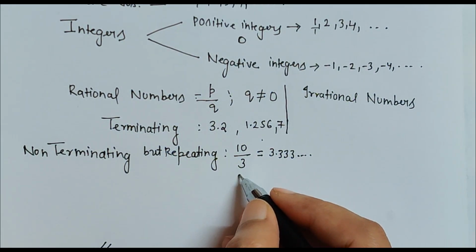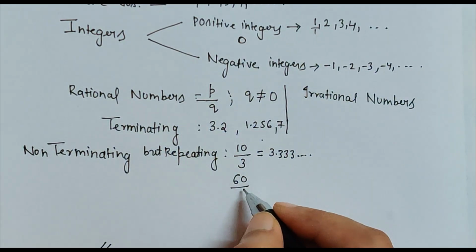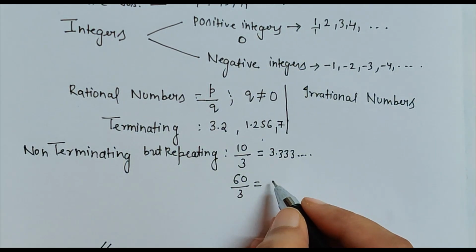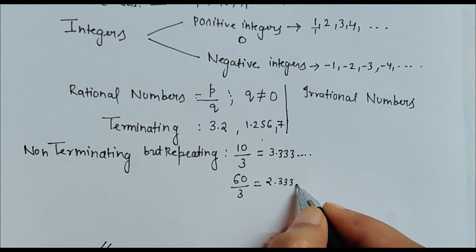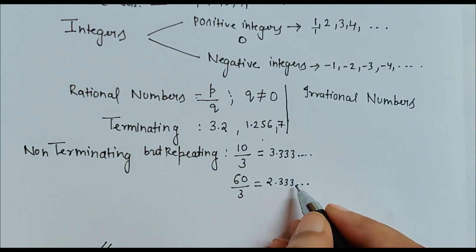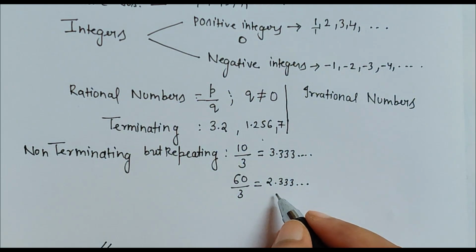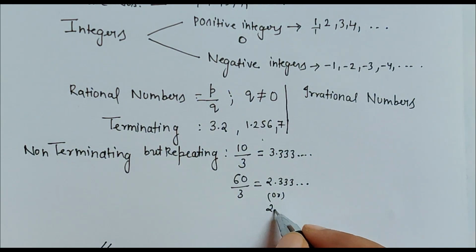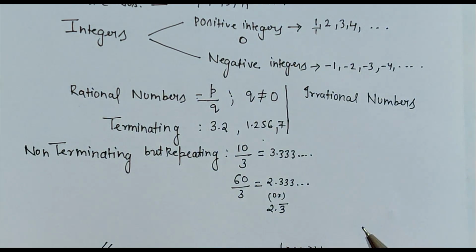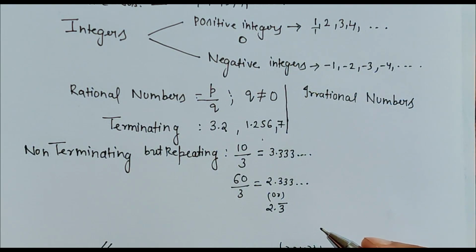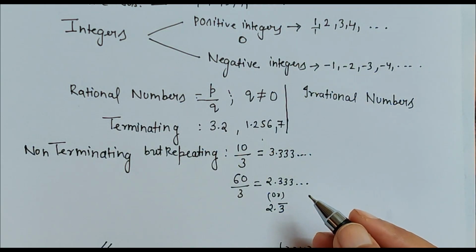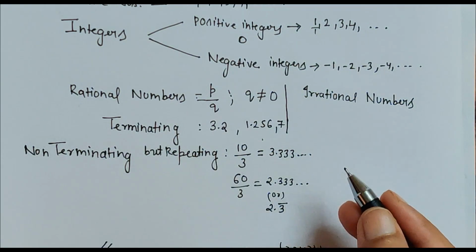Be it 60 by 3, it will be 2 point again 3333 dot dot dot. And for the repetitive digit we can also write them as 2.3 bar. These things will be useful in my next video to understand the representations. That's why I am giving an overview of it.